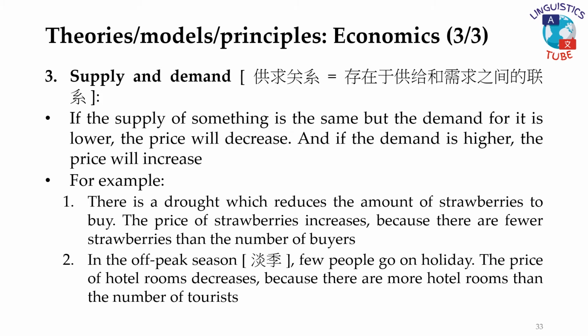Firstly, if there is a drought which reduces the amount of strawberries that are grown and available to buy, there are fewer strawberries than the number of people who want to buy them. As a result, the price of strawberries increases dramatically. Secondly, in the off-peak season, few people go on holiday. As a result, the price of hotel rooms in tourist areas decrease, because there are more hotel rooms than the number of tourists.